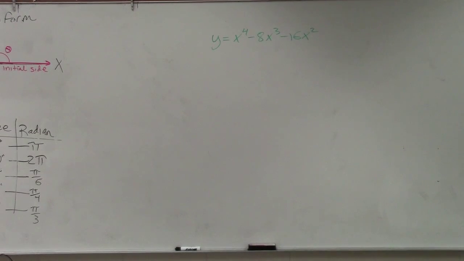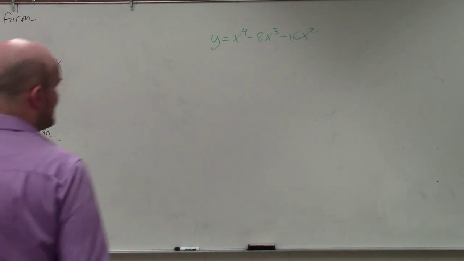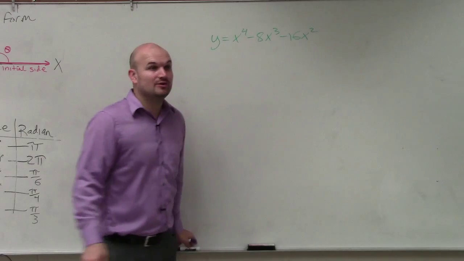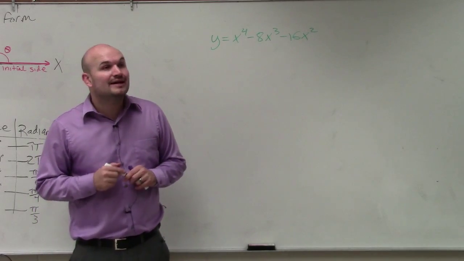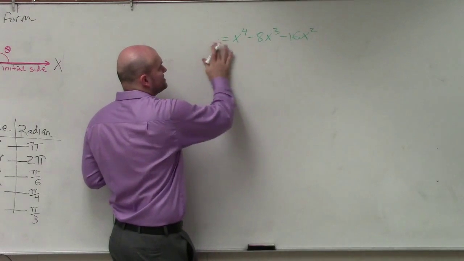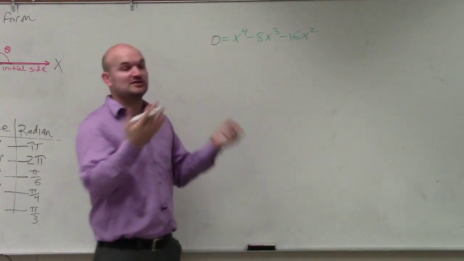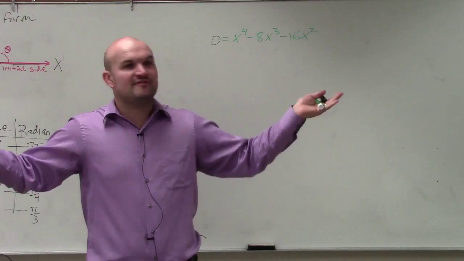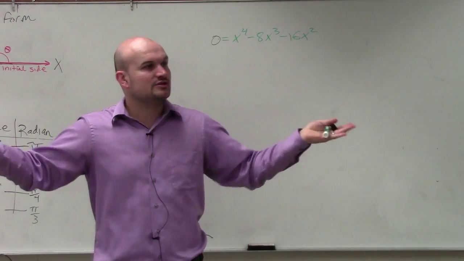Except for what? This problem is not in factored form. So what we need to do is put this problem in factored form, correct? OK, so to do that, we replace the y with the 0. And we say, all right, first things first, let's factor this out, right? What do they all have in common?